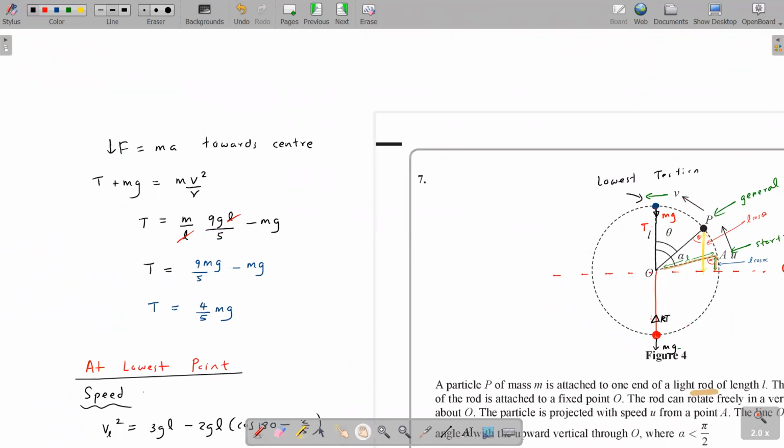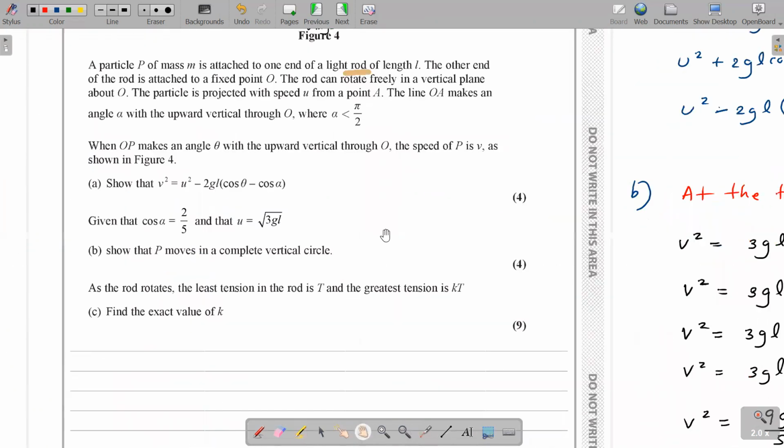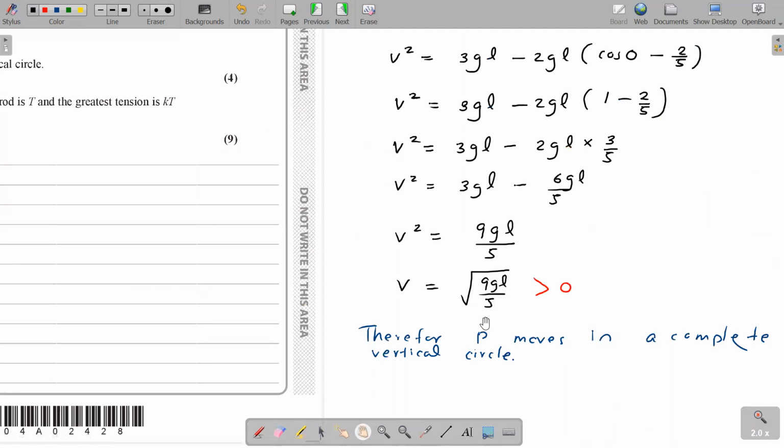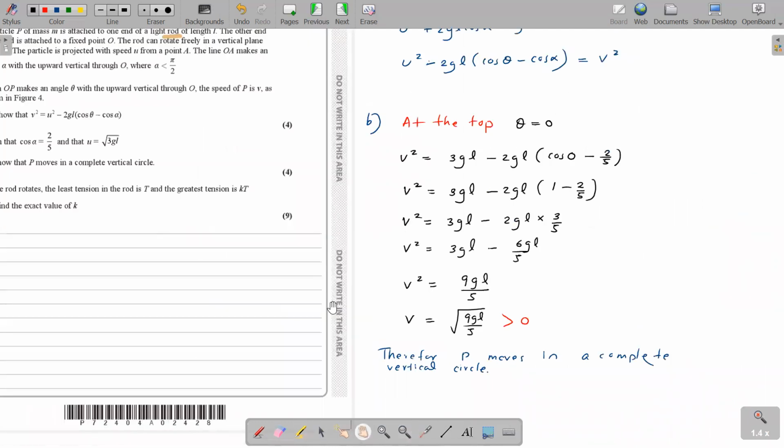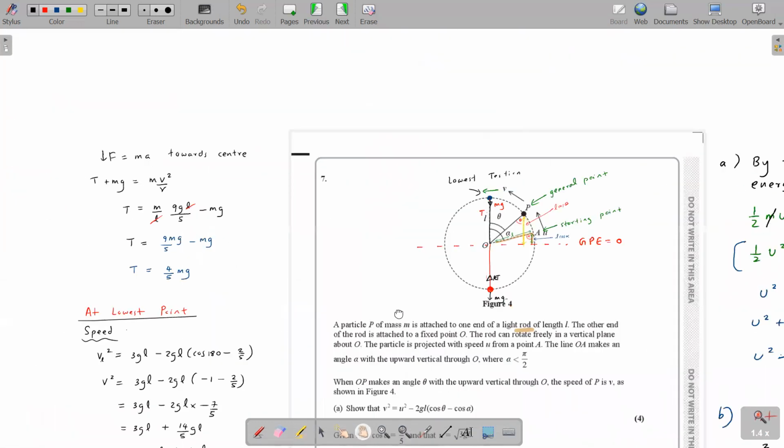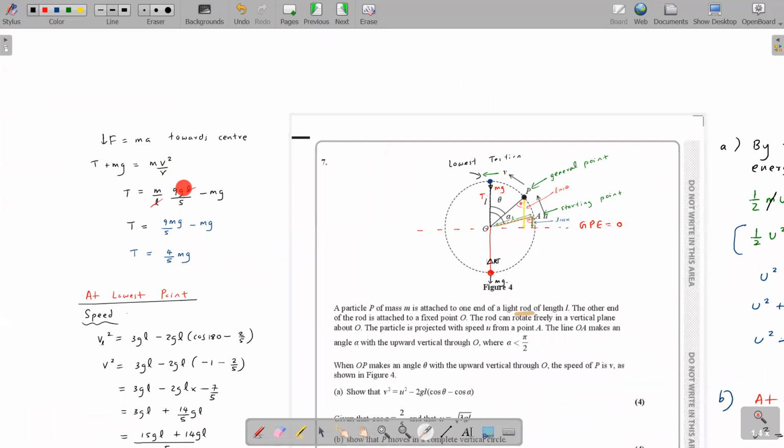At the topmost point, the v value was found, right? At the topmost point, we found that the v value is root of 9gL over 5. This was found in part B. So you can replace the v value with root 9gL over 5 and you can get the T value. Guys, can you see the simplification? You can do it.